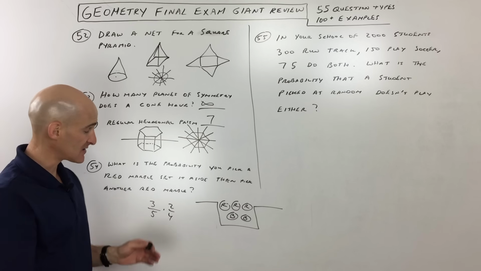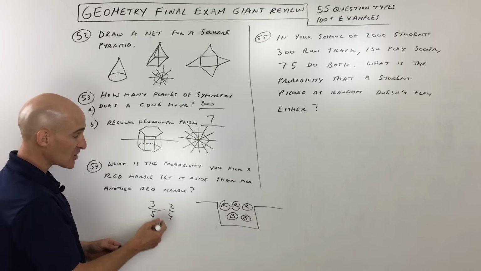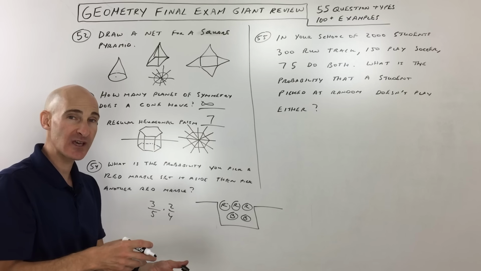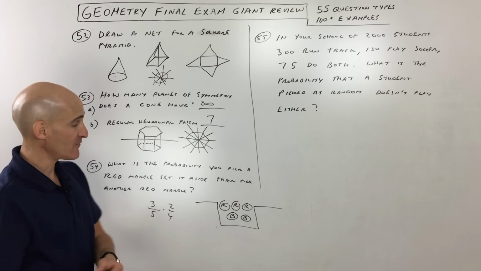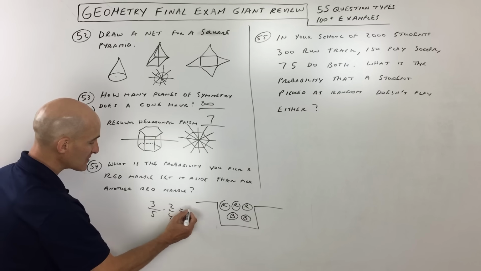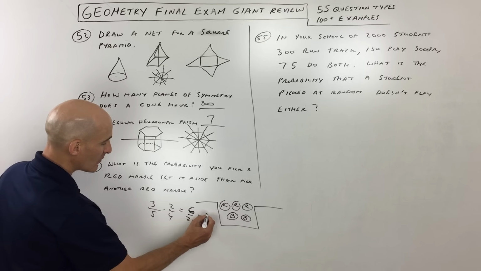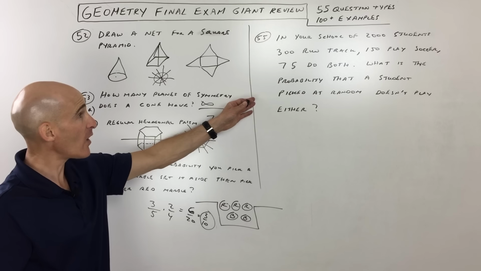So remember, probability is the number of successes out of the total possible outcomes. But then it changes for the second draw because this is without replacement. Keywords to pay attention to: with replacement, if you put it back in, it would be 3 out of 5 again. Without replacement, you have to consider the new probability. So if we multiply these together, we get 6 over 20. If we reduce that, we get 3/10. So that's your probability. Last question, number 55.